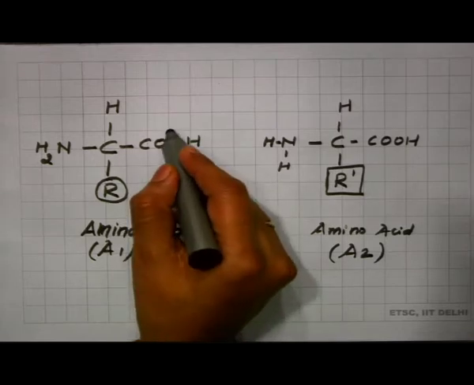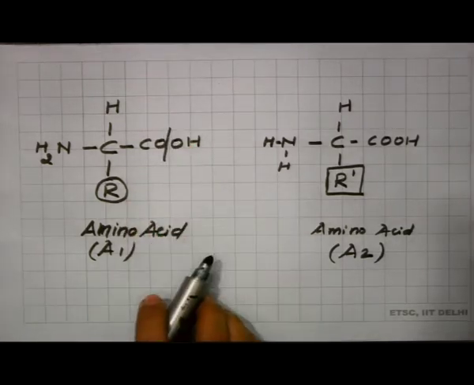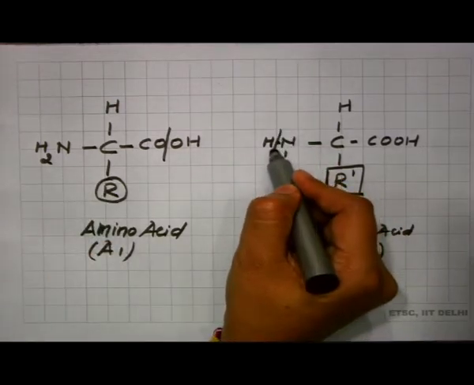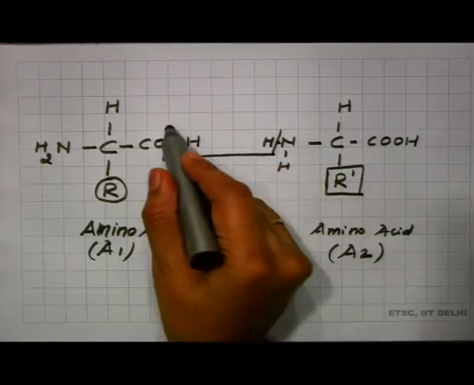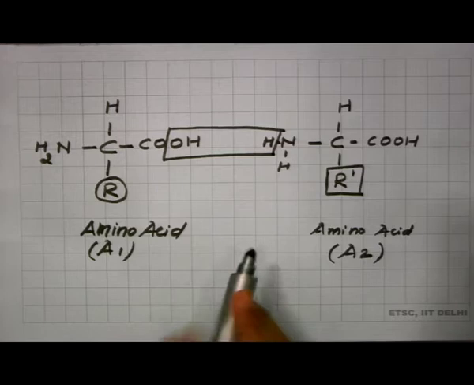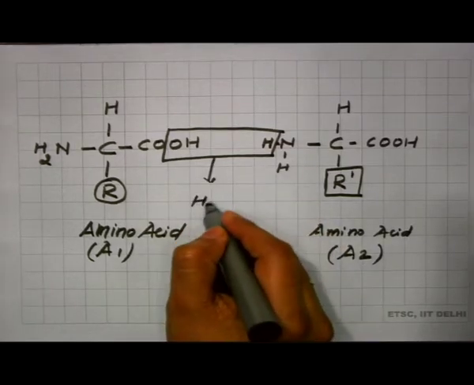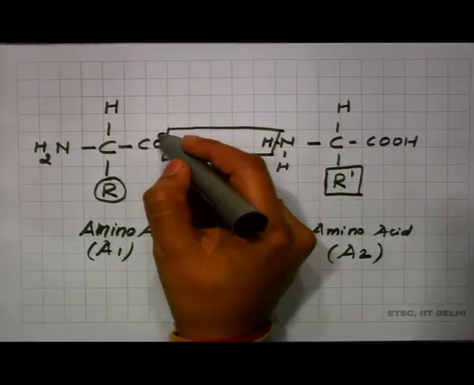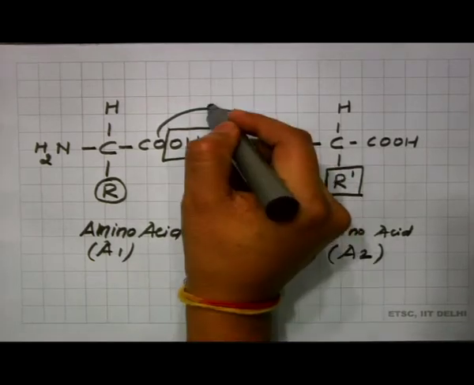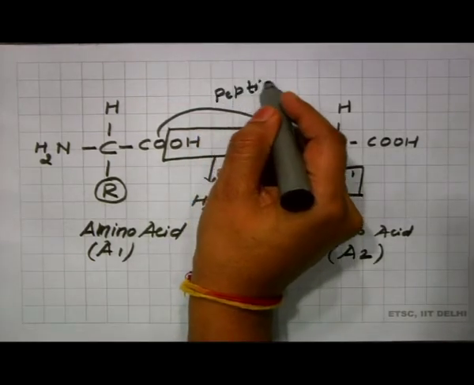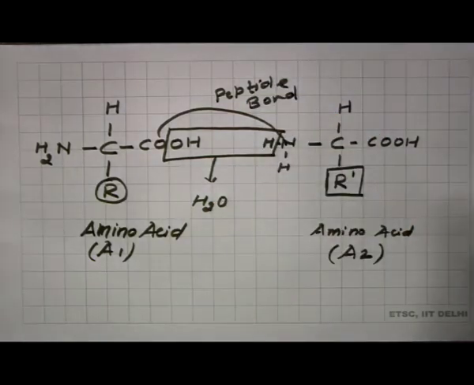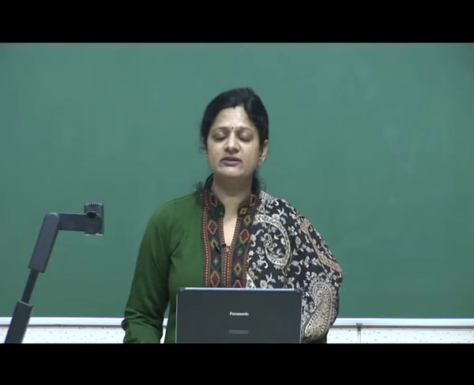It is a very simple reaction. The OH of the carboxylic acid of the first amino acid will interact with the hydrogen of the amine of the second amino acid. The interaction of these two groups will release a water molecule, and the remaining groups will combine together to form a bond, which is called the peptide bond. So, this is the peptide bond which helps in the binding of two different amino acids during protein synthesis.